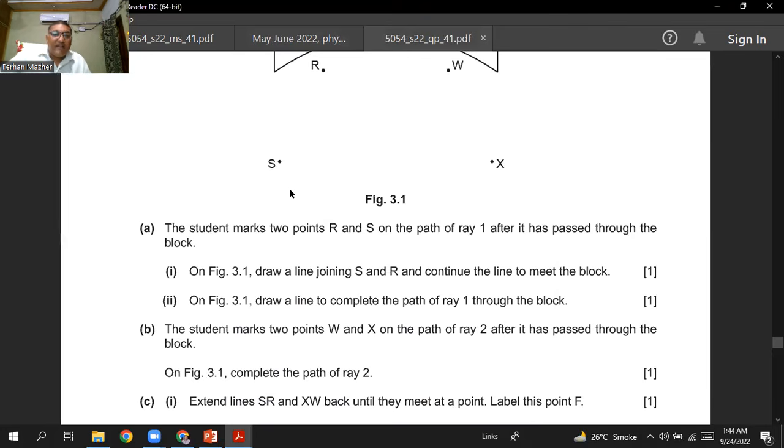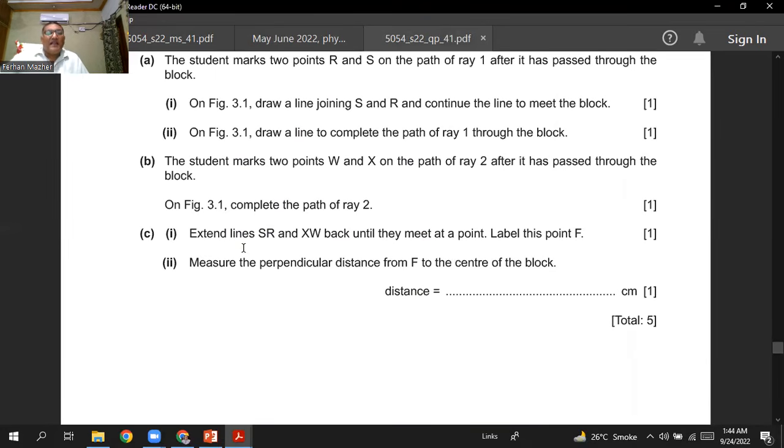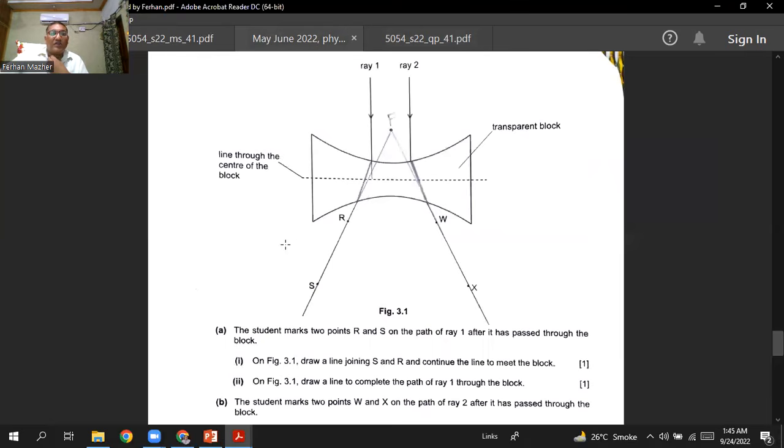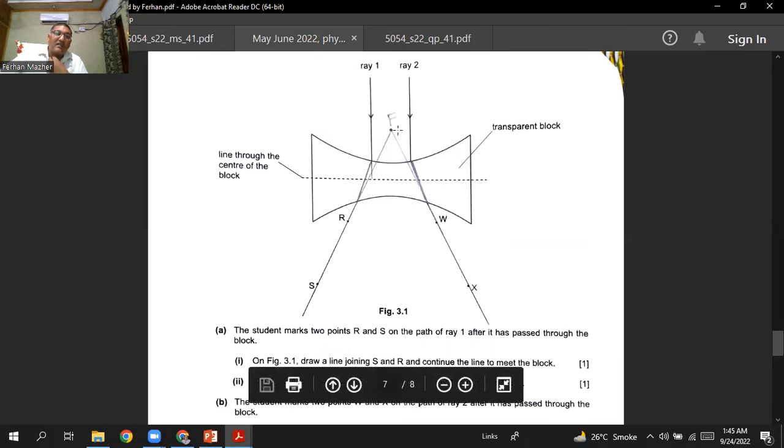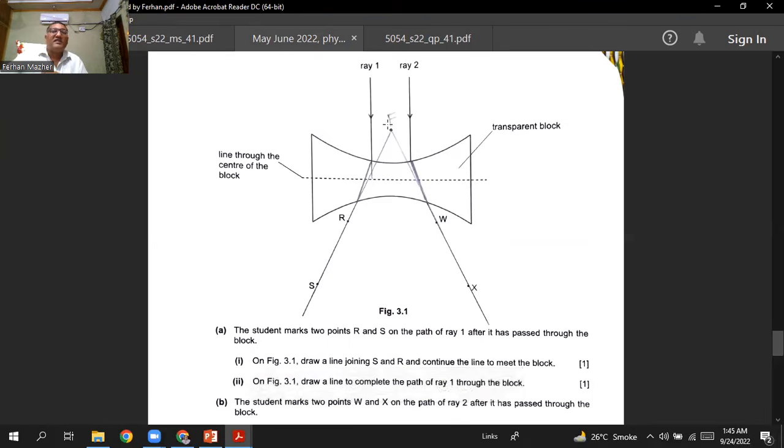Then they say extend the line SR and the XW back until they meet at a point. Label this point F. So you will continue this S and R straight, and X and W also join them and go straight. Where they cross each other, we will label that point as F.